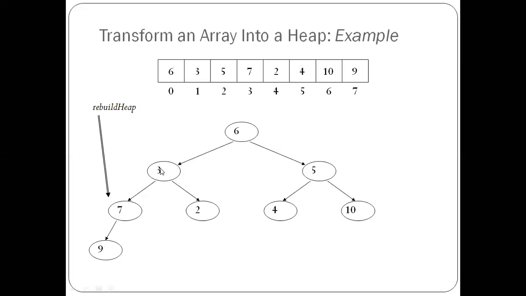Which is the next parent node? Parent node means it should have child nodes. So 3 is having a left child and a right child, so 3 is a parental node. 5 is having a left child and a right child, so 5 is a parent node, and 6 is also a parent node. From the last parent node, you call the heapify procedure.